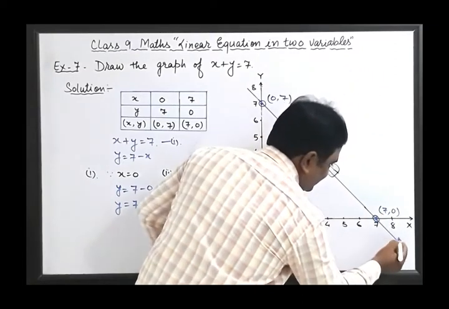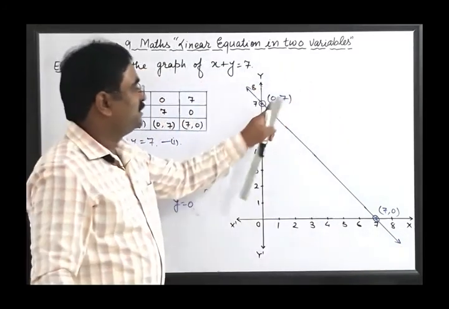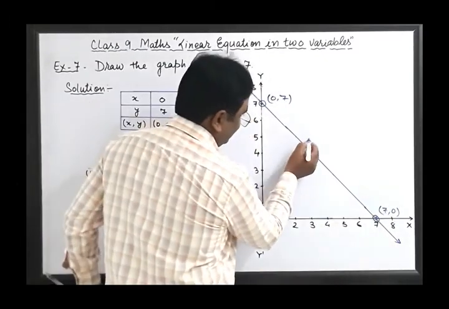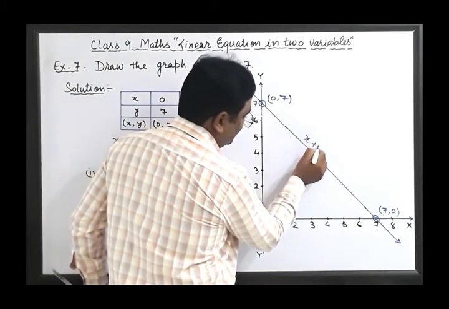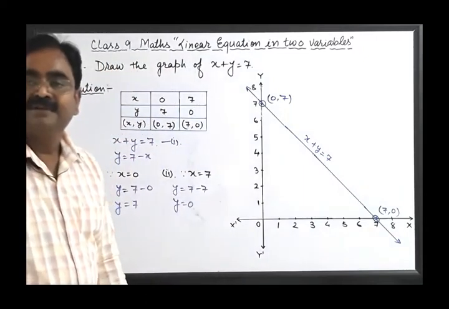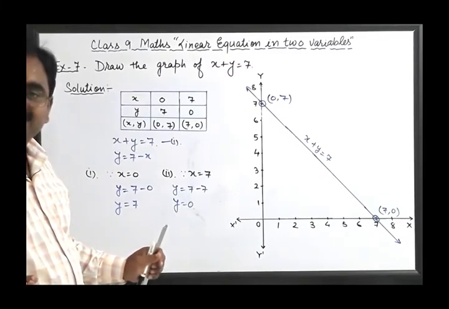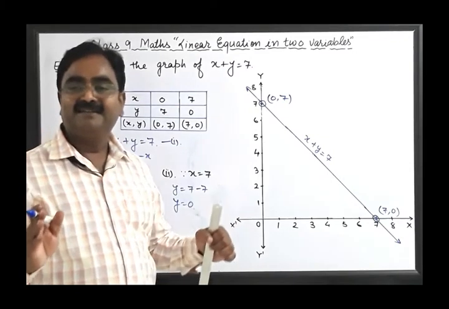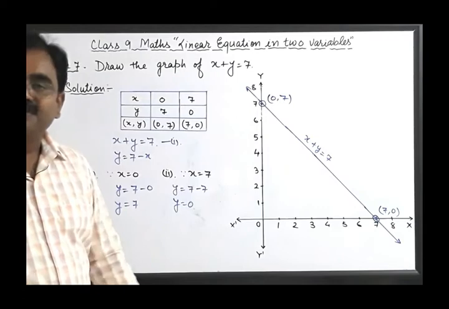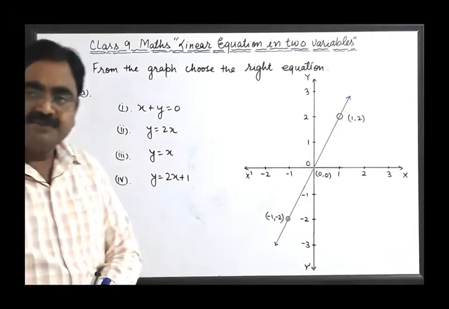So this line passes through these 2 points 0, 7 and 7, 0, and its equation was x plus y equals 7. So right friends, it is easy to draw. If you practice it, you will feel glad in drawing the graph of any linear equation in 2 variables, right? Let us see example number 8.